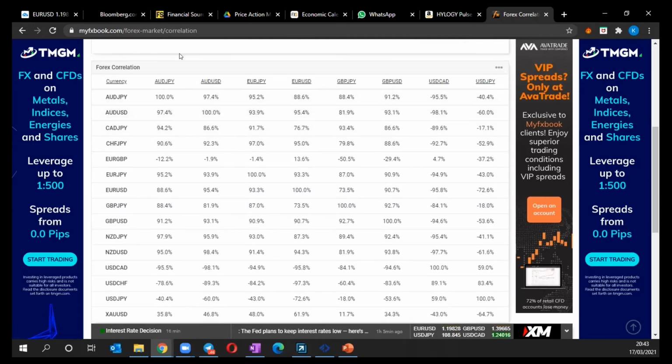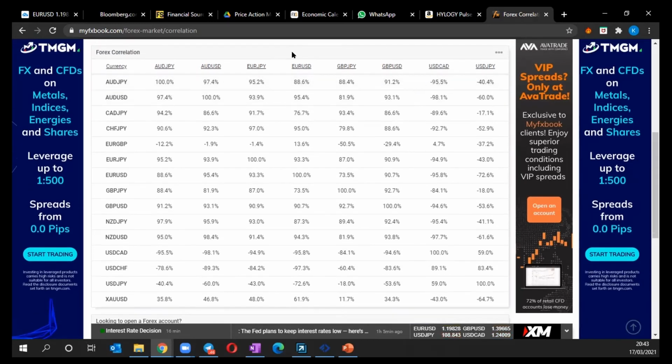I wouldn't suggest it's something you look at every day, because you don't need to, but maybe once a week, once a month. If these correlations do change, then you're actually aware of it. And sometimes you see some random pairs being correlated together, and I have no idea why they are, but it's just the way Forex works sometimes.